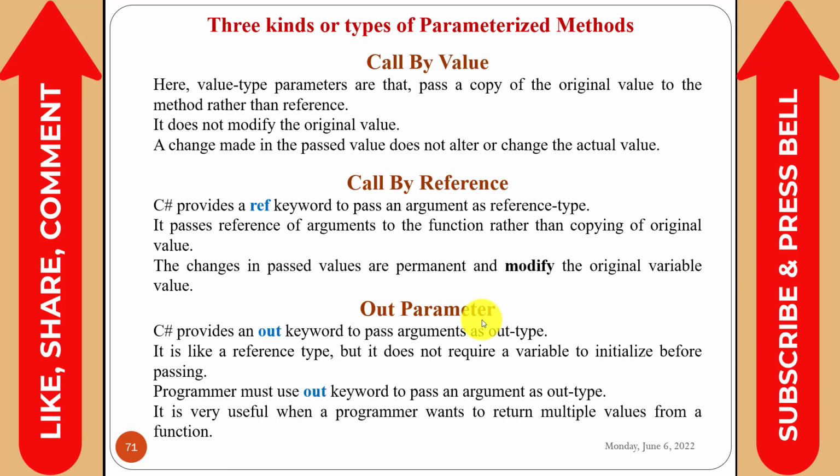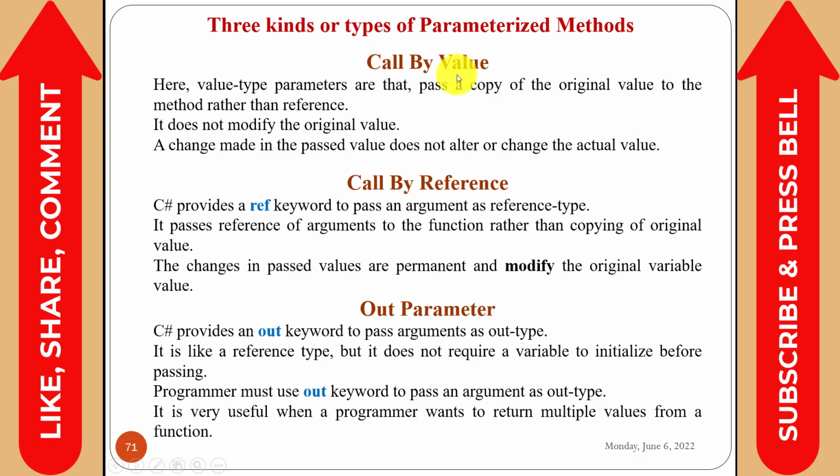Now we have three kinds of parameterized method: call by value, call by reference, and out parameter. This is a wonderful concept. Call by value passes a copy of the original value to the method. Value type parameters are passed as a copy of the original value rather than the reference. It does not modify the original value. A change made in the passed value does not alter the actual value.